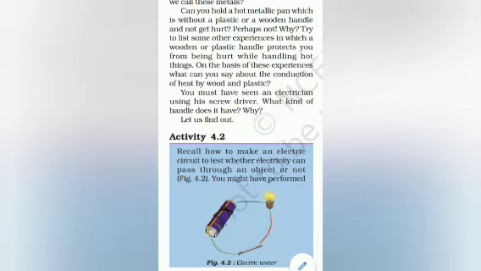So you must have seen that electricians use the screwdriver. स्क्रू ड्राइवर का जो हैंडल होता है, it is made up of plastic because it is a bad conductor of heat, while the other metals are good conductors of heat. Activity 4.2, recall how to make an electric circuit to test whether electricity can pass through an object or not.